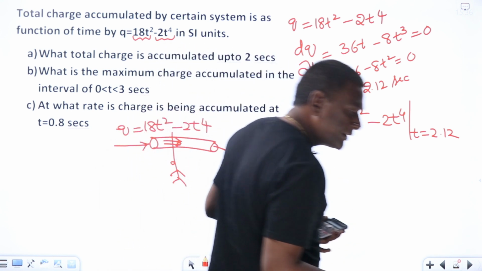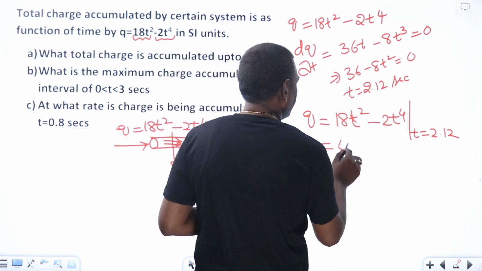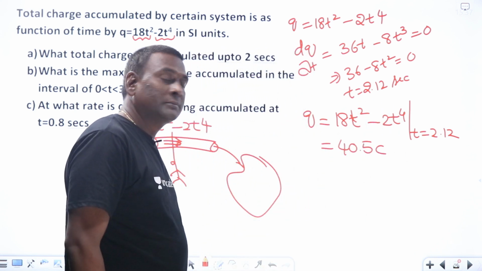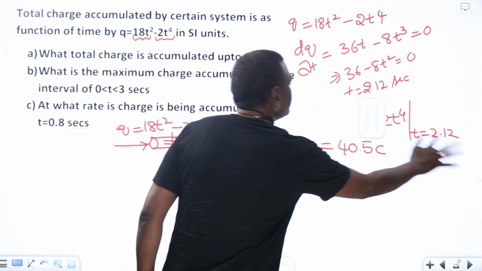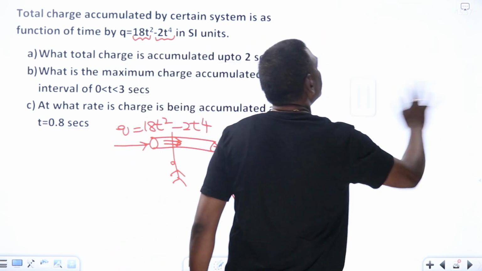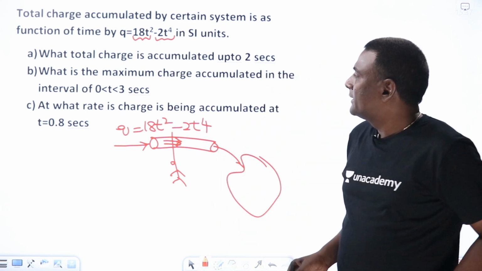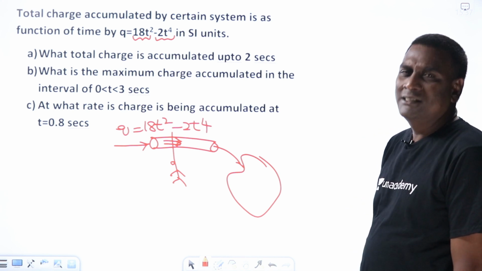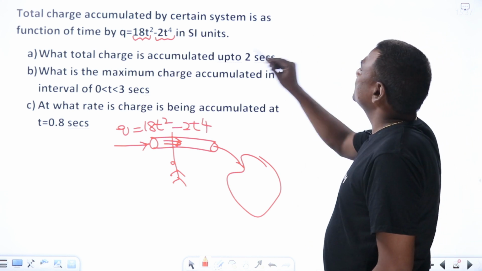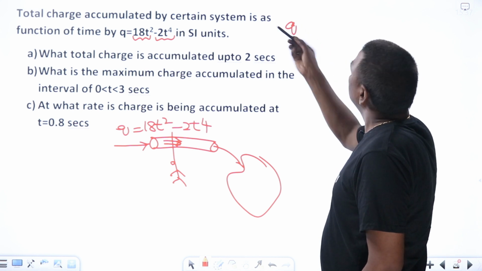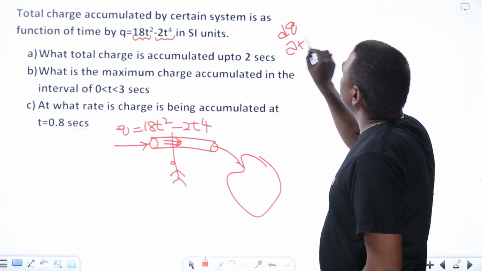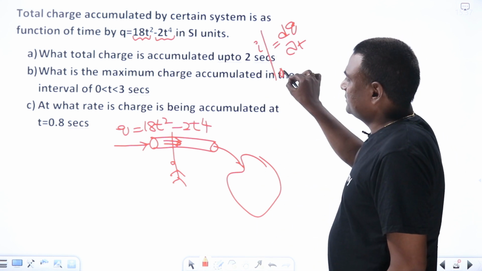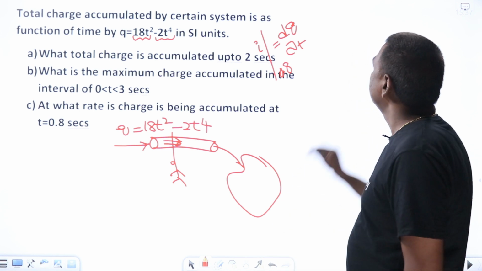It is going to be 40.5 coulombs. Okay, now let us consider the third one. At what rate is charge being accumulated at t equal to 0.8 seconds? Here they are asking for current. First of all, Q they have given. Directly, dq by dt is nothing but current, and that particular current at 0.8 seconds they are asking.